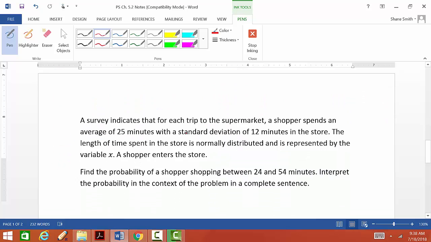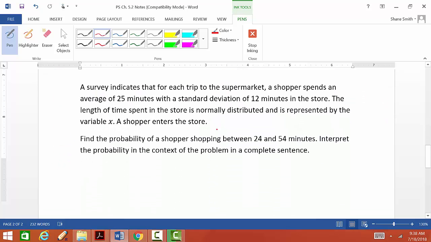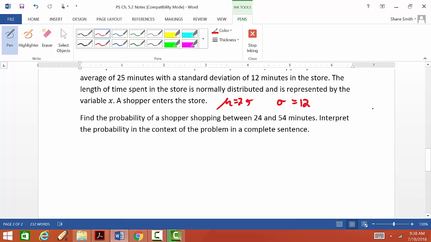All right, next one is about supermarkets. So the mean is 25 minutes for this supermarket. The standard deviation is 12 minutes. Always identify those first. A shopper enters the store. We want to find the probability that a shopper is there between 24 and 54 minutes.